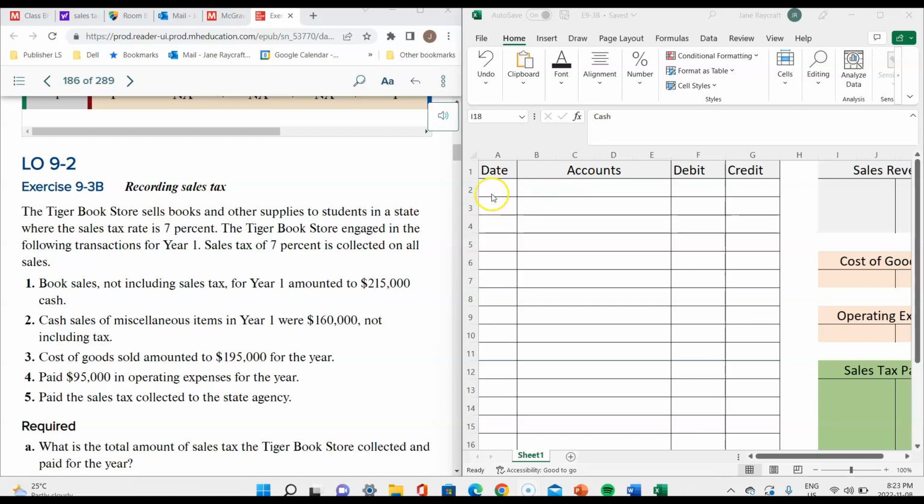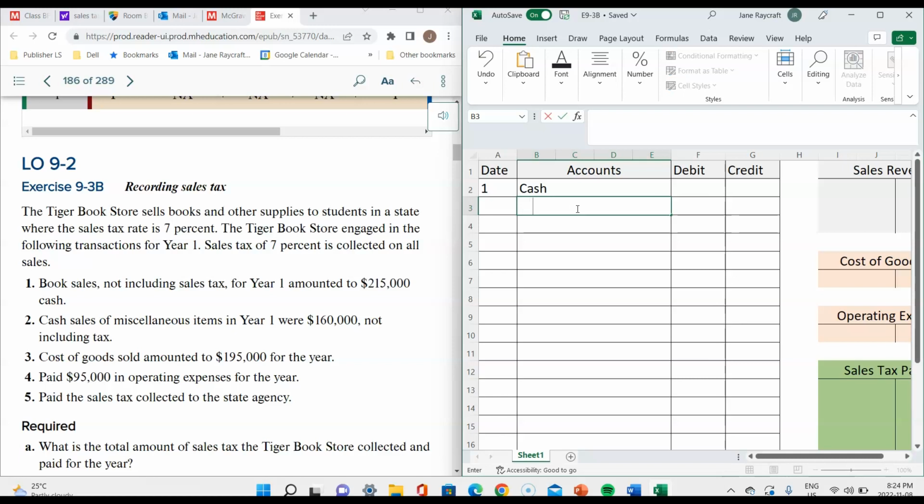So here we go with transaction one. Book sales, not including sales tax for year one, amounted to $215,000 cash. So we're going to have three accounts here. The first one being cash, because the cash of the business is going to go up. So that's going to be our debit. I'm just going to figure out our debits and credits first, and then we'll figure out the dollar figures after we figure out our accounts.